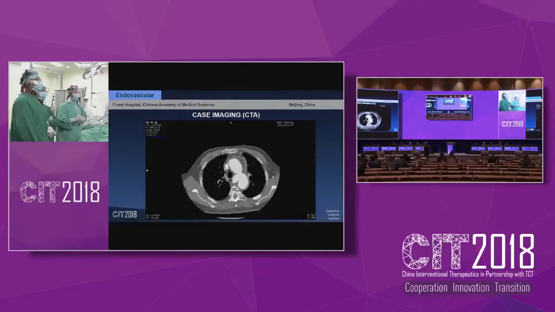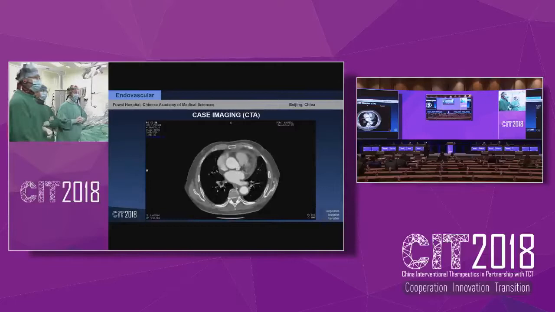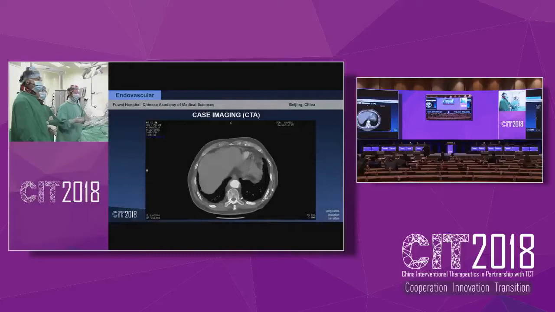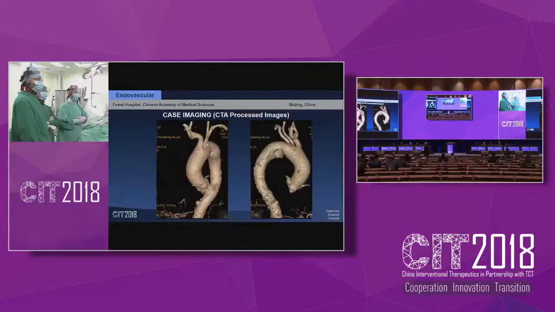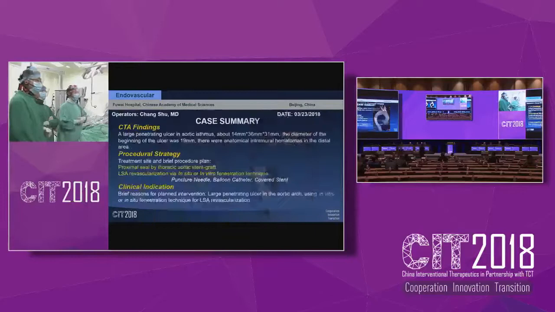We may find just inside the aortic arch, there is a huge PAU. That's why the patient suffered from chest pain and back pain. This is a 3D reconstruction. Today, we performed the angiogram for the aortic arch. Then we may find the PAU is just near the left subclavian artery.